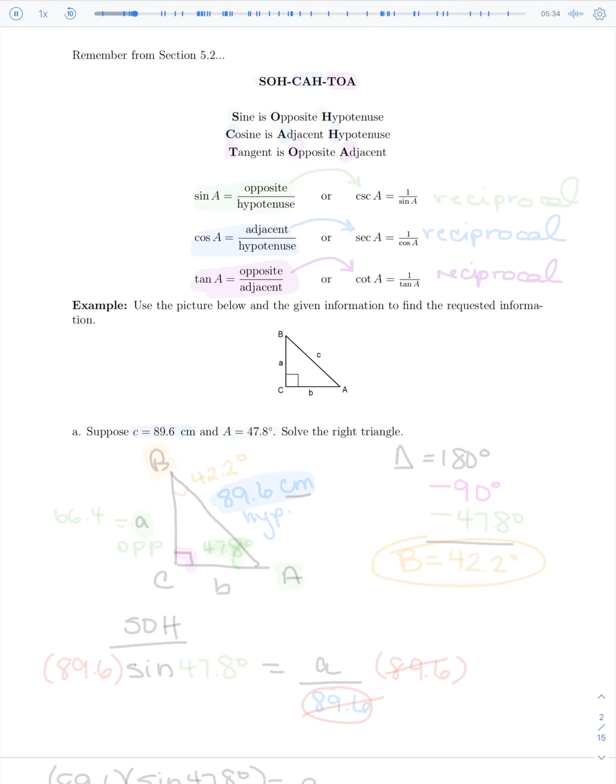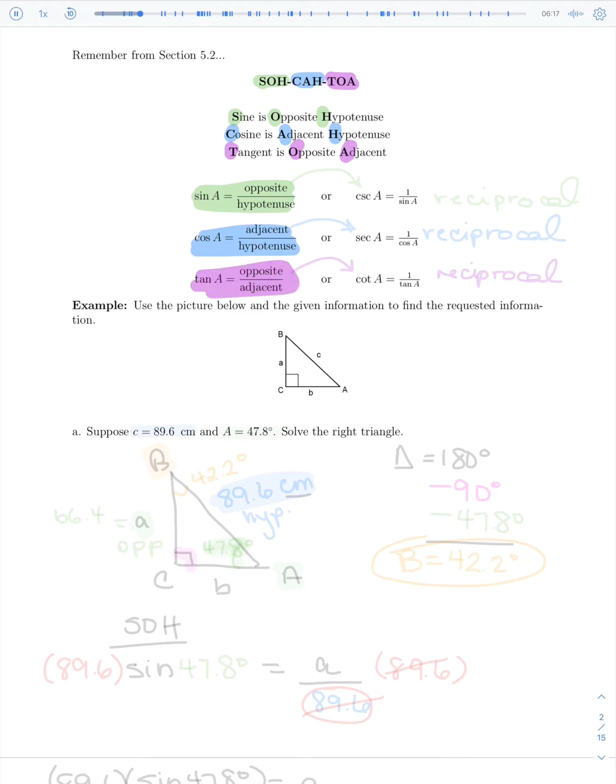As a reminder, we are again using our trig functions, our Pythagorean theorem, and our inverse trig functions. As a reminder, we have to remember SOHCAHTOA. SOH means that sine is opposite over hypotenuse. CAH means that cosine is adjacent over hypotenuse. And TOA means that tangent is opposite over adjacent.